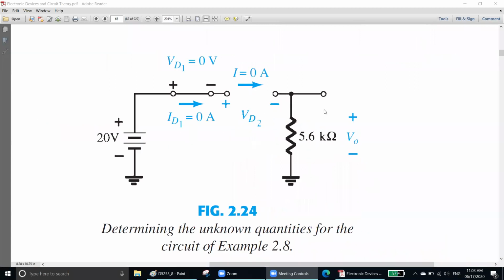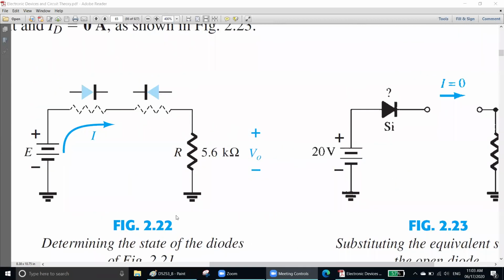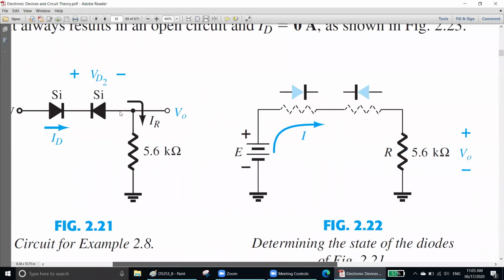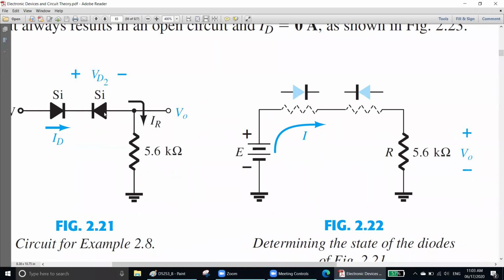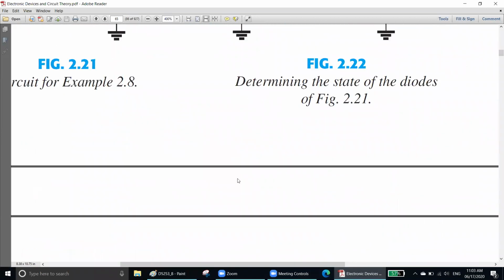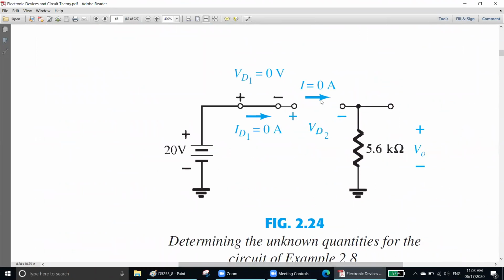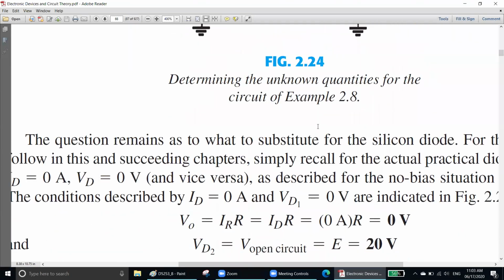Okay, here they explained in a different way. What is VD2? VD2 is an open circuit. Why open circuit? Because this silicon is reverse biased, right? Reverse bias means there is no current. No current means open circuit. If you have an open circuit, all of your voltage will accumulate there. Since silicon will not take any drop and your resistor will not take any drop, all the drop will be at the open circuit. So your VD1 is equal to 0 volt, your VO is equal to 0 volt, so your VD2 will be 20 volt.